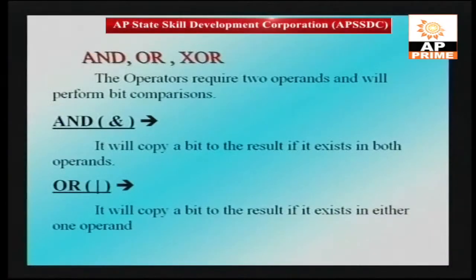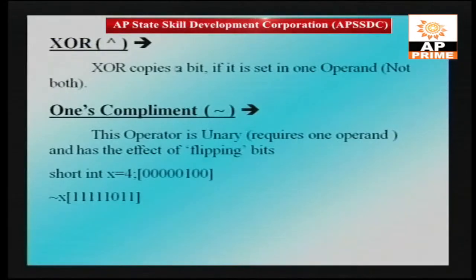These are bitwise operations. What is meant by bitwise AND? It will copy the bit to the result if it exists in both operands. Bitwise OR will copy a bit to the result if it exists in either one operand. What is meant by exclusive OR? Copy the bit if it is set in one operand, not for both. I mean if both are the same bits, there is no 1. If both are opposite bits, then only 1. If both are the same bits, 0.